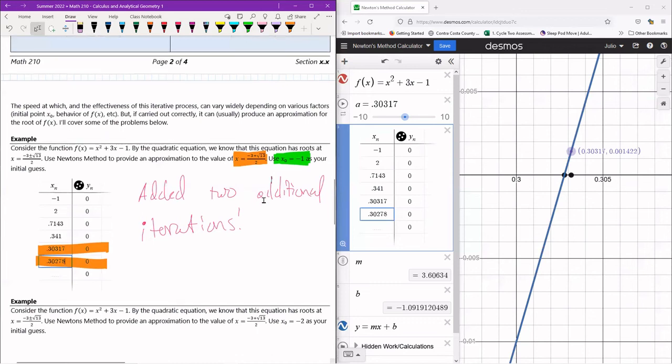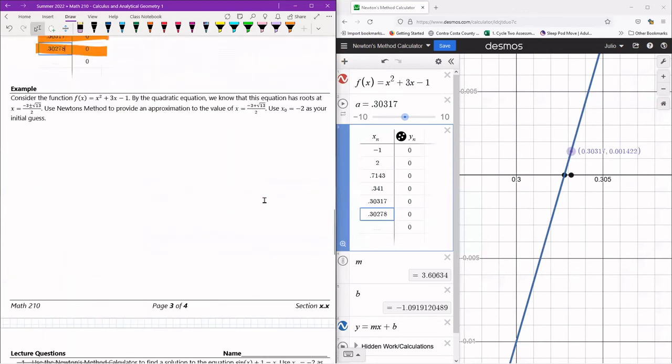So now let's go ahead and do the very last one here. And then after this, thankfully, yay, it's lecture questions. Same equation. We're still approximating the same thing, but now we're going to start at x0 equal -2. So I'm going to reset my graph here.